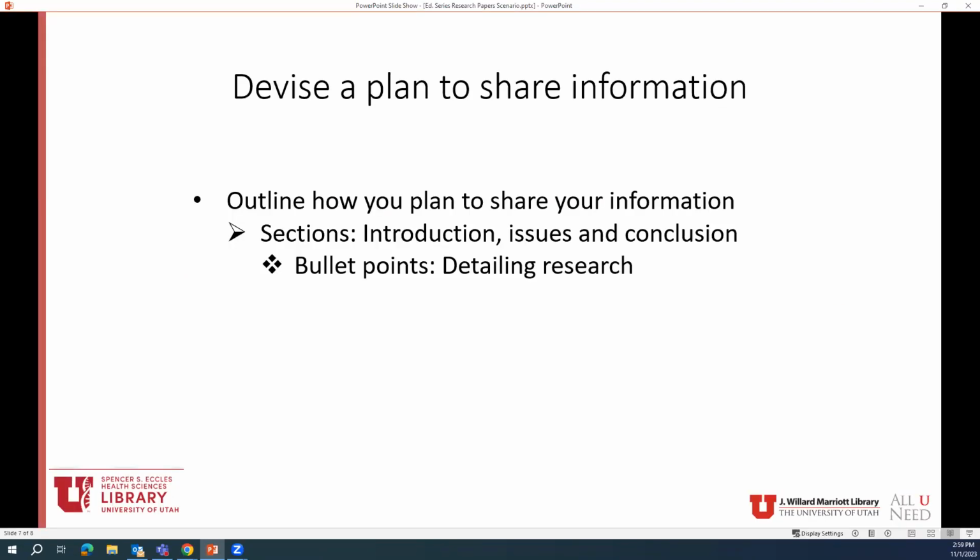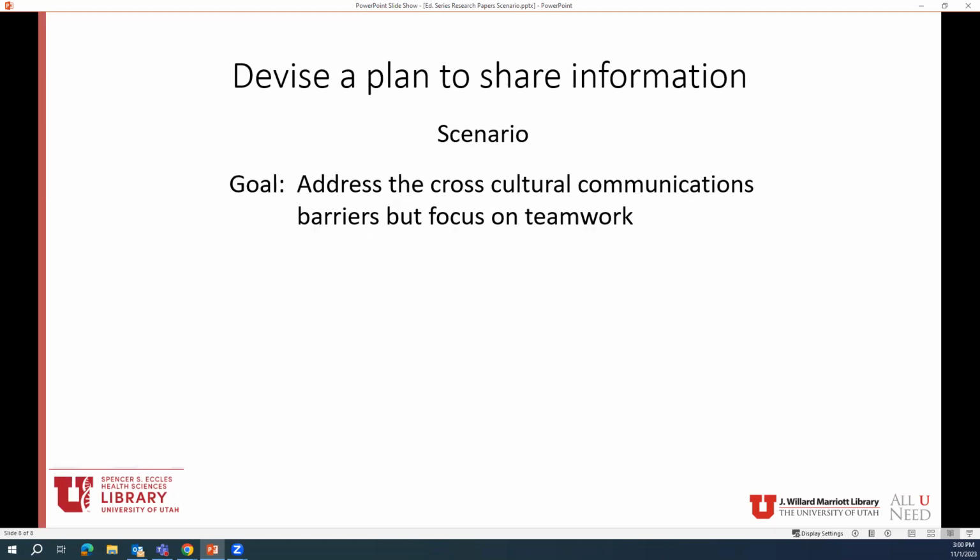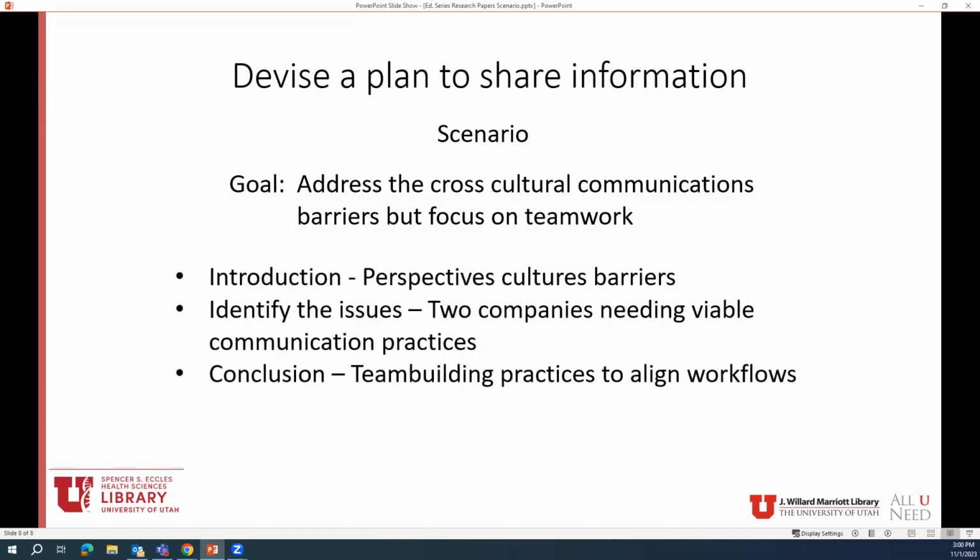Now that you've gathered material, you are ready to devise a plan to share your information. Your sections could include introduction, issues, and conclusion, with bullet points detailing research. In this scenario, your goal was to address the cultural communication barriers but focus on teamwork. So your introduction could include perspectives on cultural barriers. In the section where you identify issues, you can point out that the two companies need viable communication practices, and your conclusion can be about team building practices to align workflows.